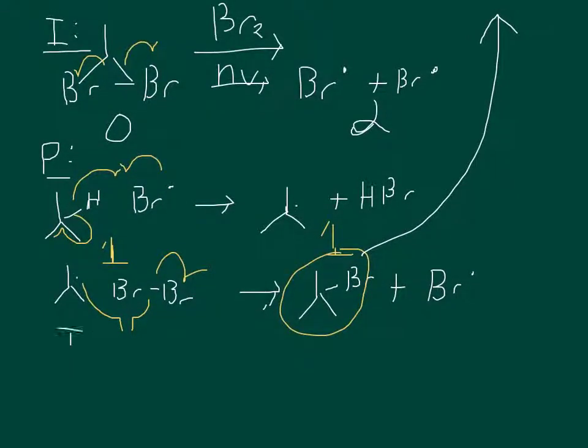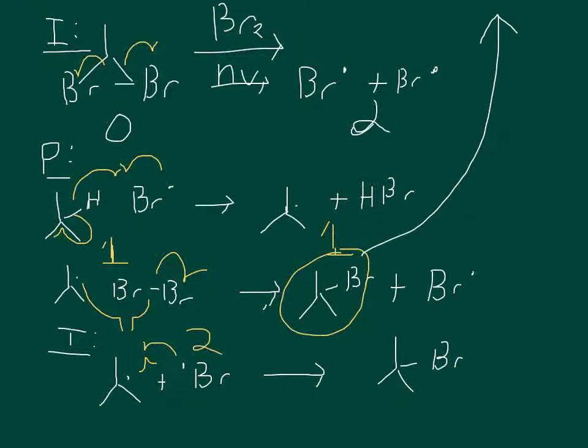For the termination, we're looking for things that go from having radicals to no radicals. And let's look at the one you do when you actually form your product through a termination. You have the bromine radical and the carbon radical. These two radicals just couple together to form the product that you want. Which means if you look at kind of the electron algebra, we go from 2 electrons to 0 electrons. Hence the word termination, because we are taking care of radicals in the system.